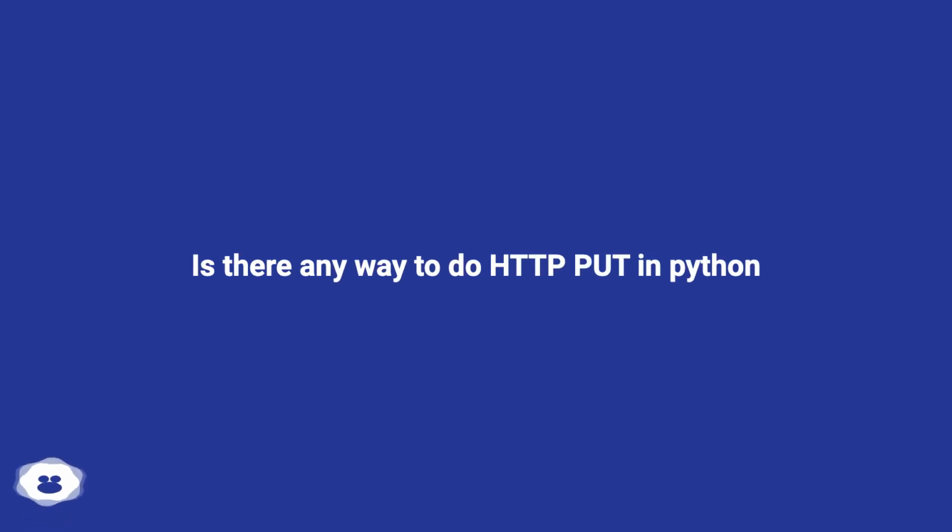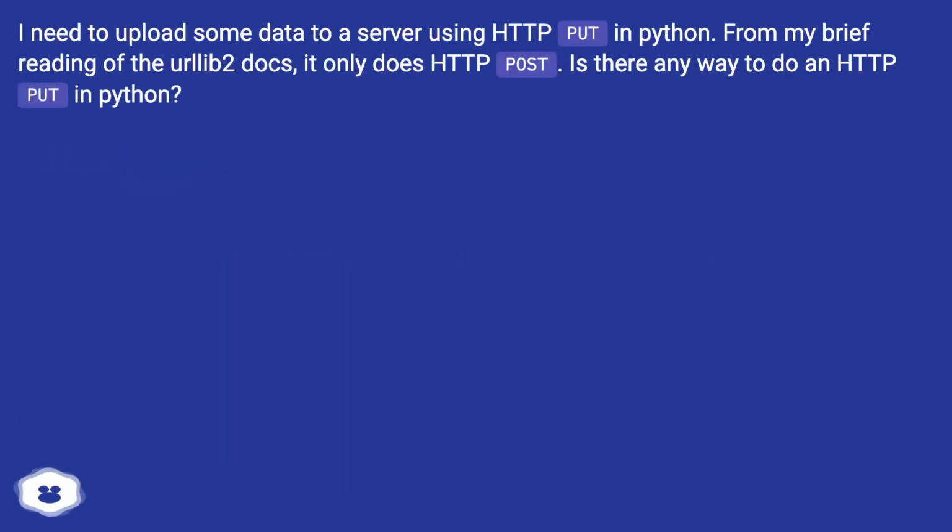Is there any way to do HTTP PUT in Python? I need to upload some data to a server using HTTP PUT in Python. From my brief reading of the urllib docs, it only does HTTP POST. Is there any way to do an HTTP PUT in Python?